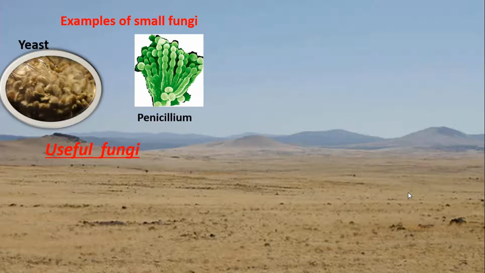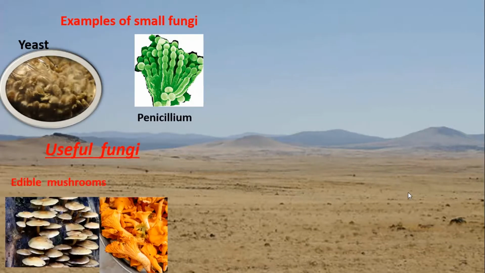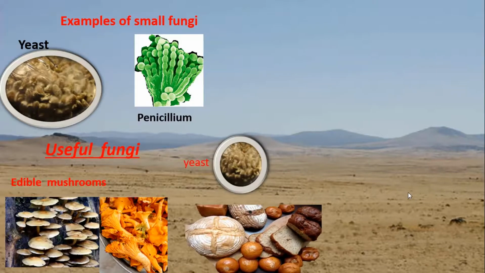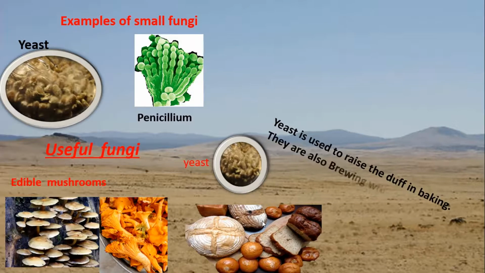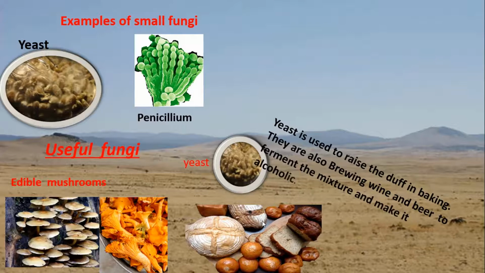Some fungi are very useful. For example, we have edible mushrooms. Yes, these mushrooms are edible. We also have yeast. Bread is made through baking. To prepare it, yeast is used in the dough in baking. The yeast is also used in the brewing of wine and beer to make the mixture ferment and make it alcoholic.